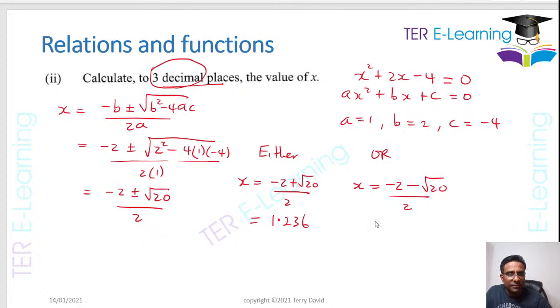or you can get x is equal to minus 2 minus the square root of 20 divided by 2, and what I'm going to get here is minus 3.236, right? So these are my two values here. So please make sure you know how to solve a quadratic using the formula.